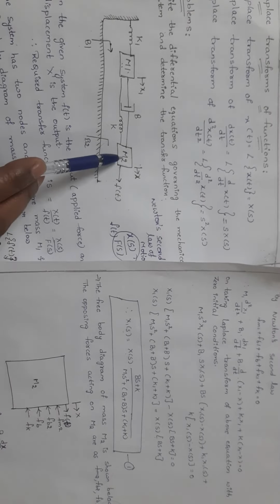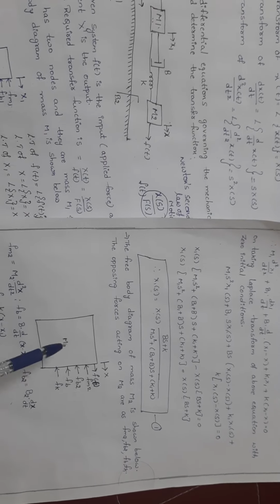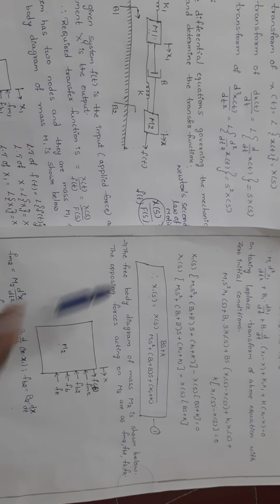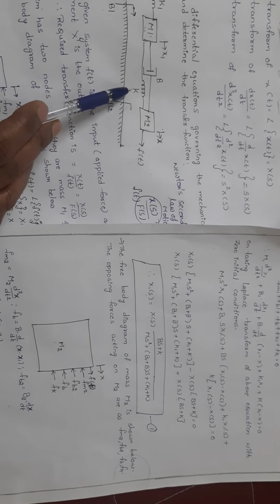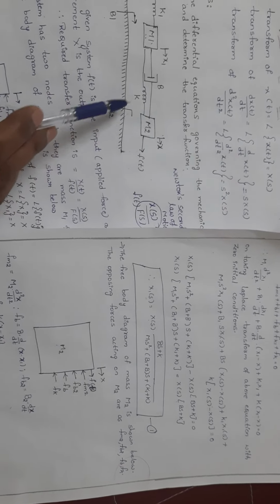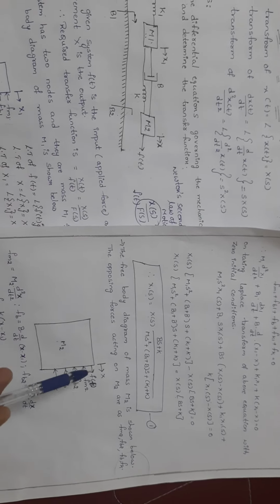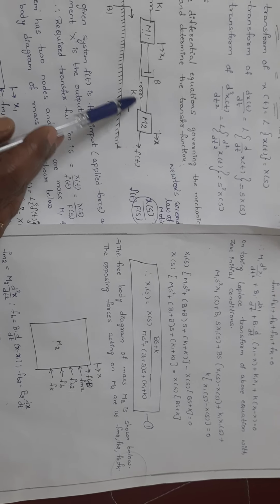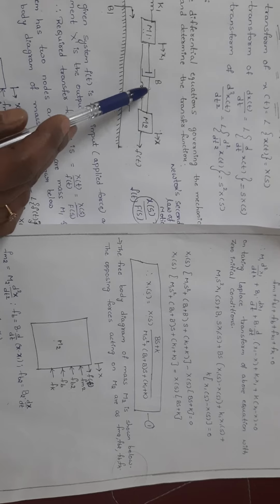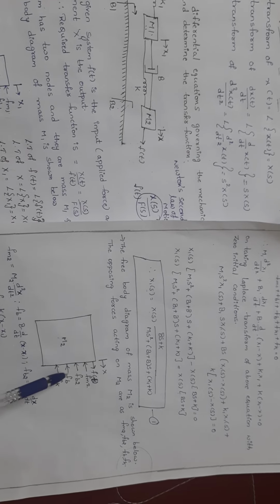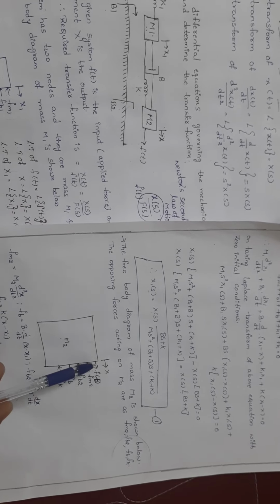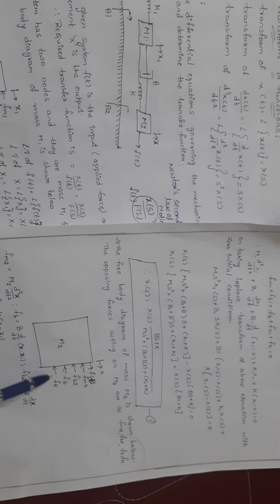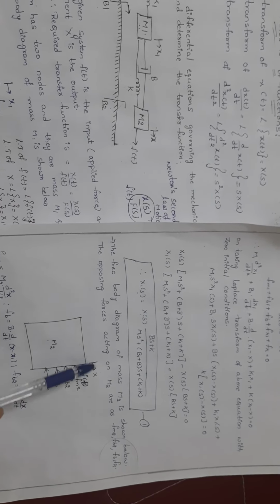Then again, the free body diagram of M2. If you take M2, what are attached to M2? Same. Here you should write FM2 as usual, then FK, FB, FB2 and FM2. So how many terms? 1, 2, 3, 4 terms. I wrote 4 terms along with the force F of t. Here the direction of the force is like this, and all these are the opposing forces along with displacement x.